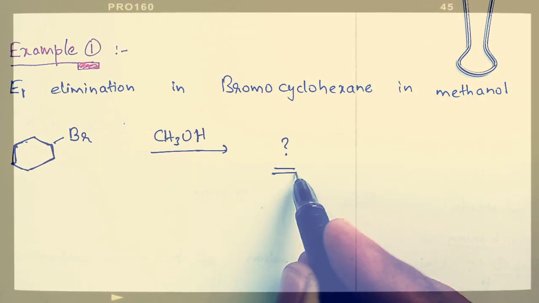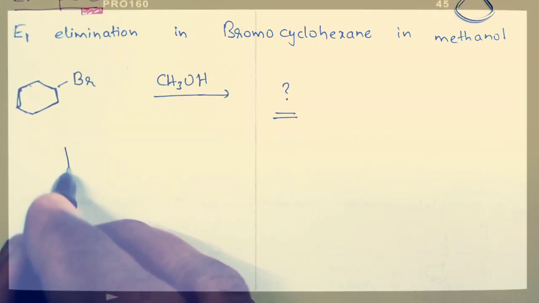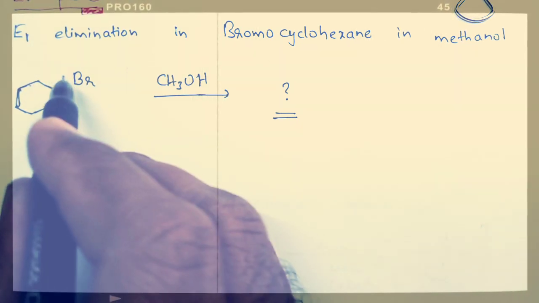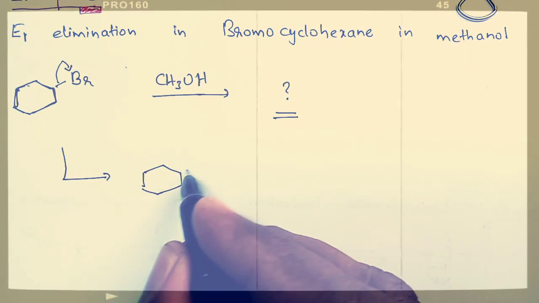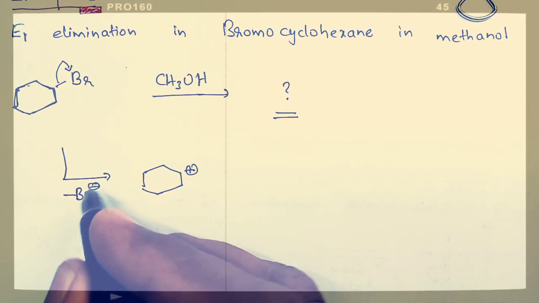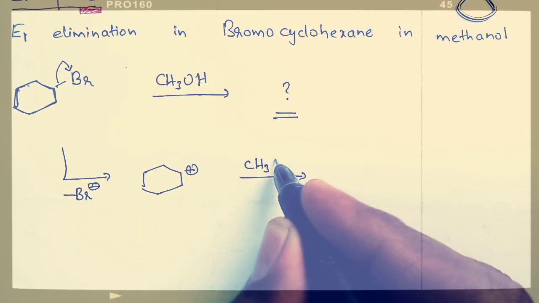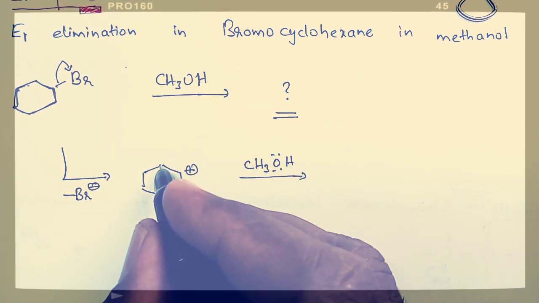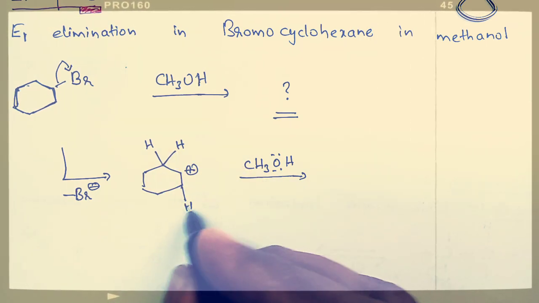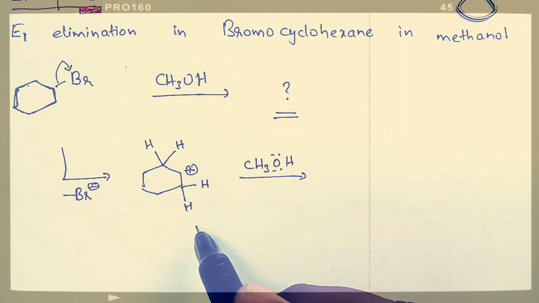It is made to react with methyl alcohol, which is a solvent, and we are asked to write the elimination product. In the first step, the bromine is eliminated by taking the electrons, therefore carbocation is formed, Br minus is removed, and now the methyl alcohol, which is a solvent, will act as a weak base. It has lone pair of electrons, and here there are beta hydrogens, and here also there are beta hydrogens.